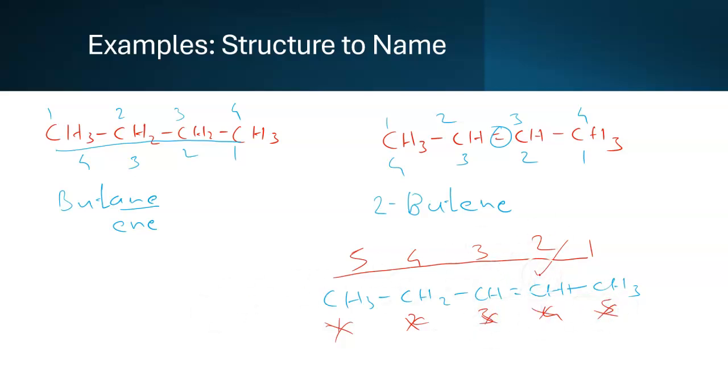The name of the compound, as it is a pentane chain: first, for the double bond it is 2, because the double bond is located at carbon number 2. PENT. ANE should be replaced by ENE because it has a double bond.